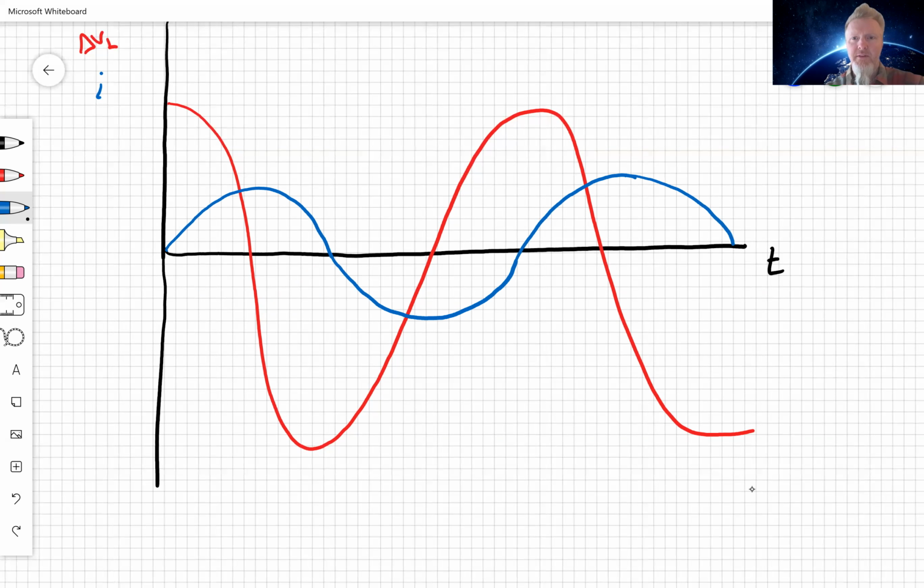Like kind of, oops, and there I go again. I suddenly got a lot more current in here. It didn't need to do that. It should be going down there, like not that one. Okay.